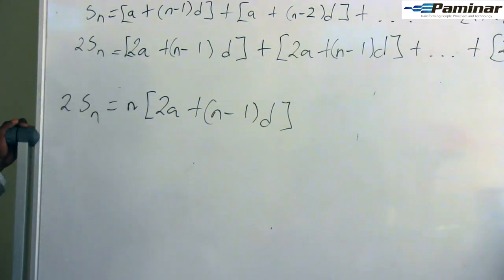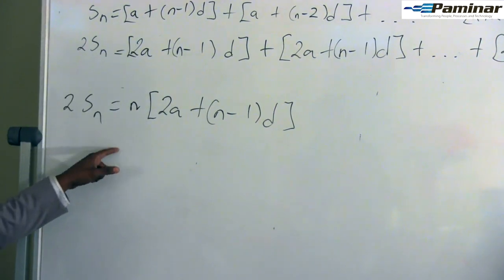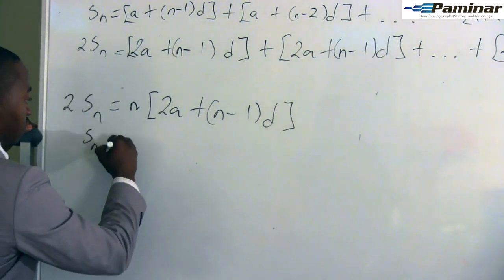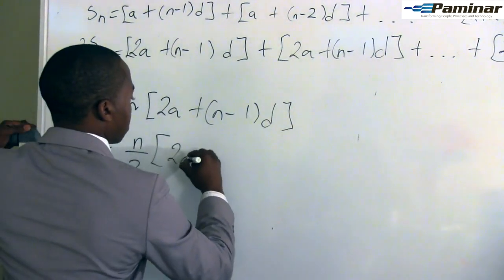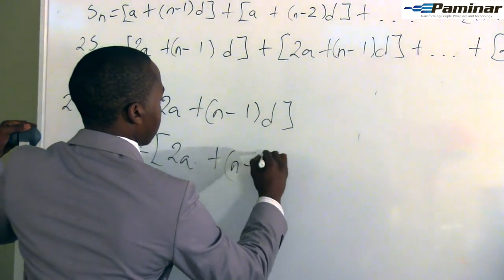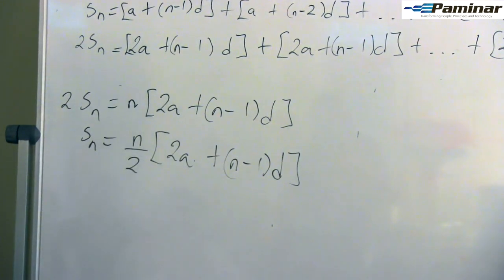And that's 2Sn. Then finally, your last step would be, you're trying to solve for Sn. It would be Sn is equal to n over 2 times (2a plus (n minus 1)d). And that's what I'm trying to prove.